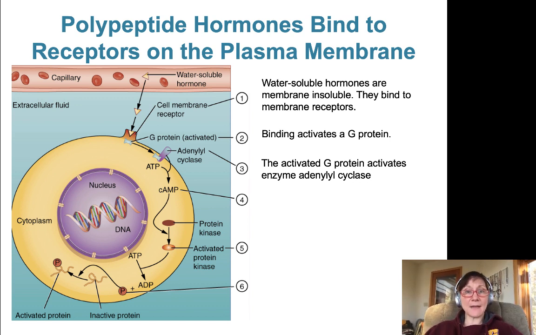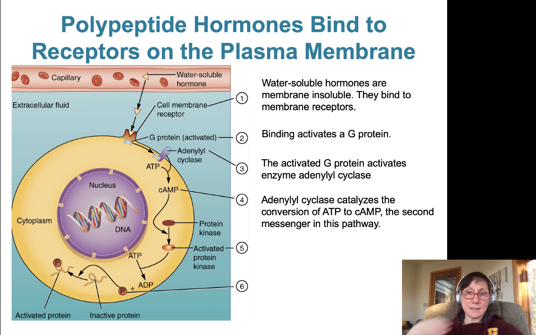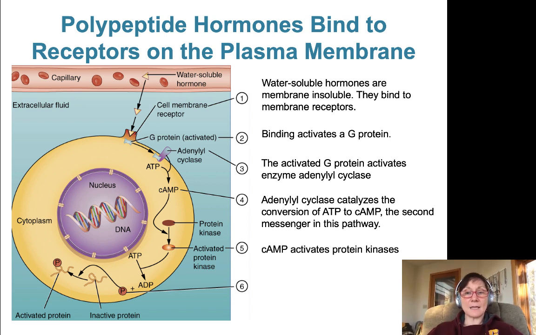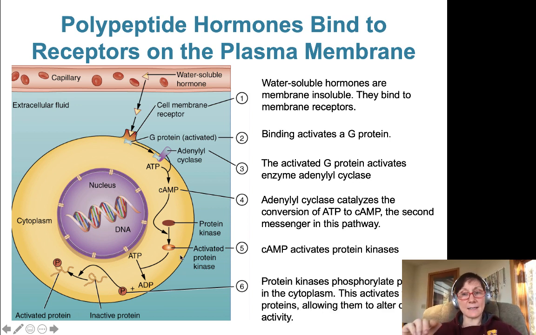When that happens, that's going to cause the conversion of ATP to cyclic AMP, which in this case is the second messenger in the pathway. So remember, signal transduction, second messengers. The cyclic AMP is going to activate specific protein kinases. When that happens, you're then going to have protein kinases phosphorylating proteins in the cytoplasm. So that's what's happening here. And now you have these activated, phosphorylated proteins, and that's going to alter cell activity.